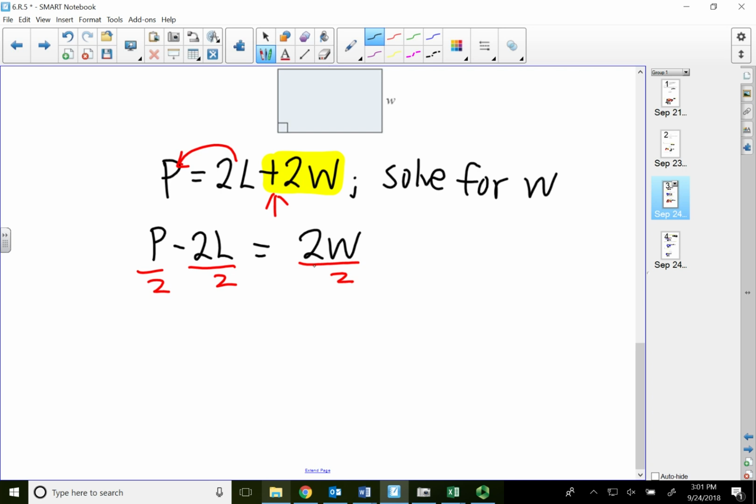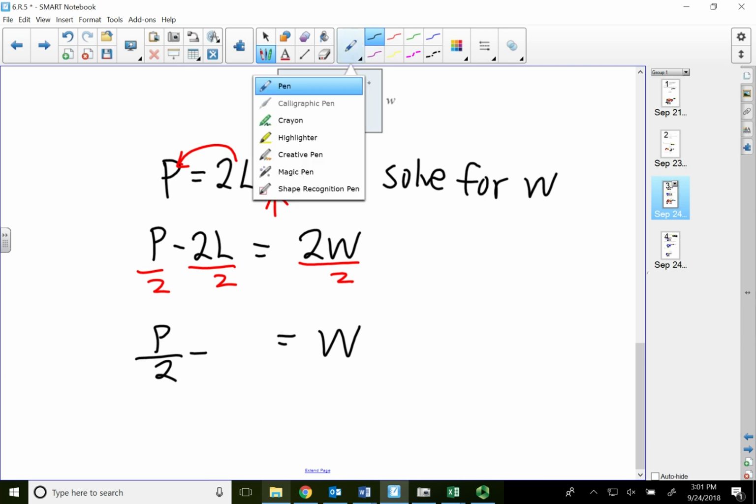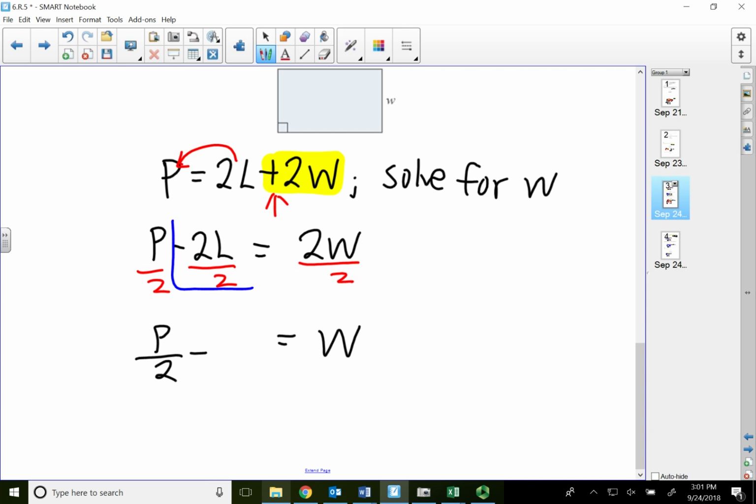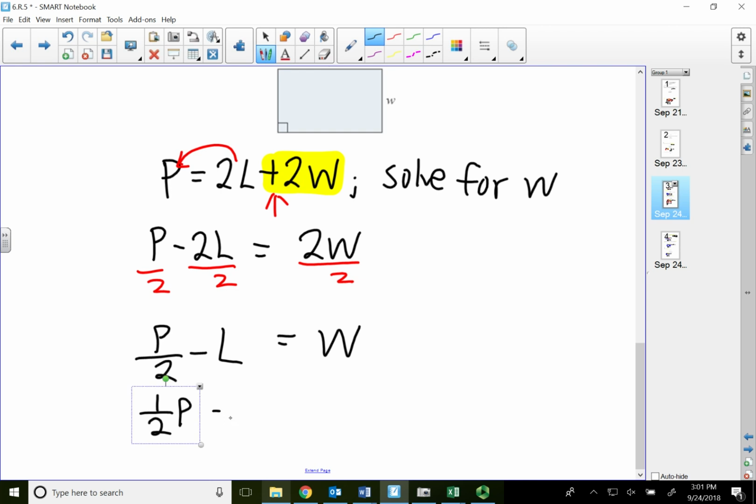So then 2 over 2 gives me 1W. So that will give me W equals P over 2 minus, okay, this is actually one term, right? Within one term, I can reduce top and bottom. So 2 over 2 will cancel out. So that just leaves me with minus L. Remember now, this L is actually not in the bottom. It's actually in the numerator. Or we can write P over 2 as half P minus L this way. Either way it will work.